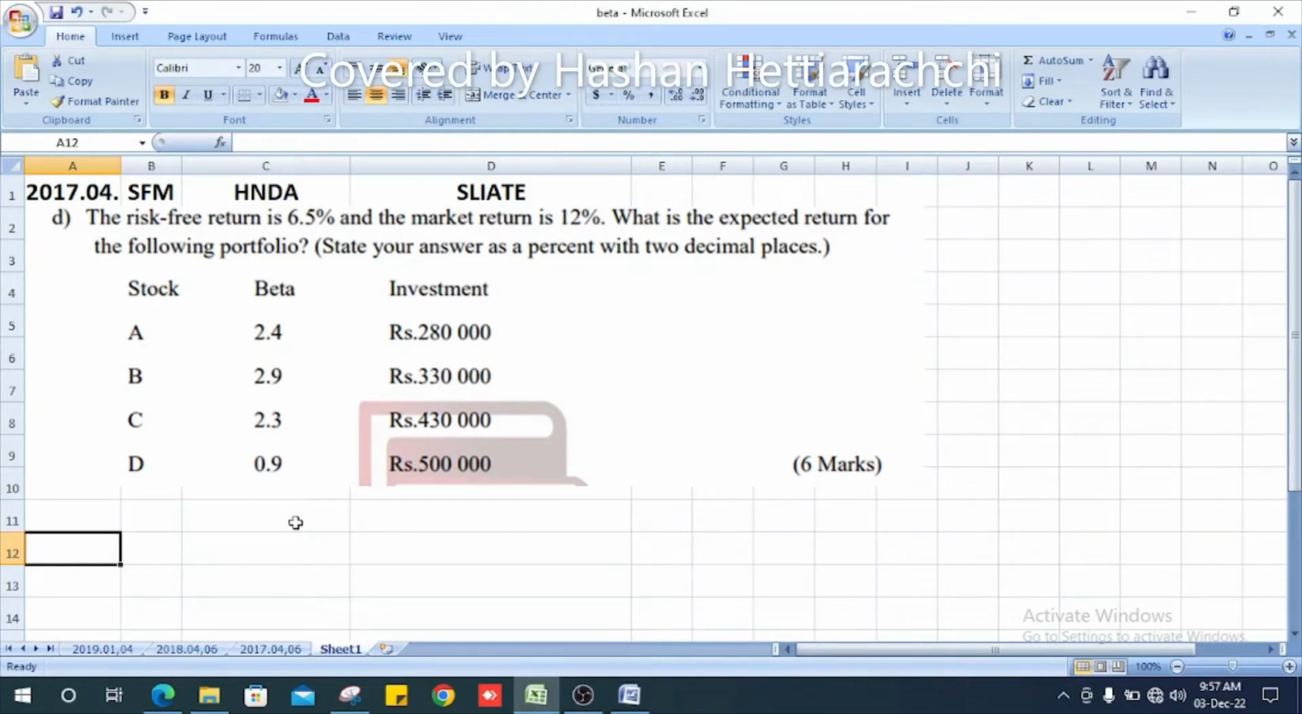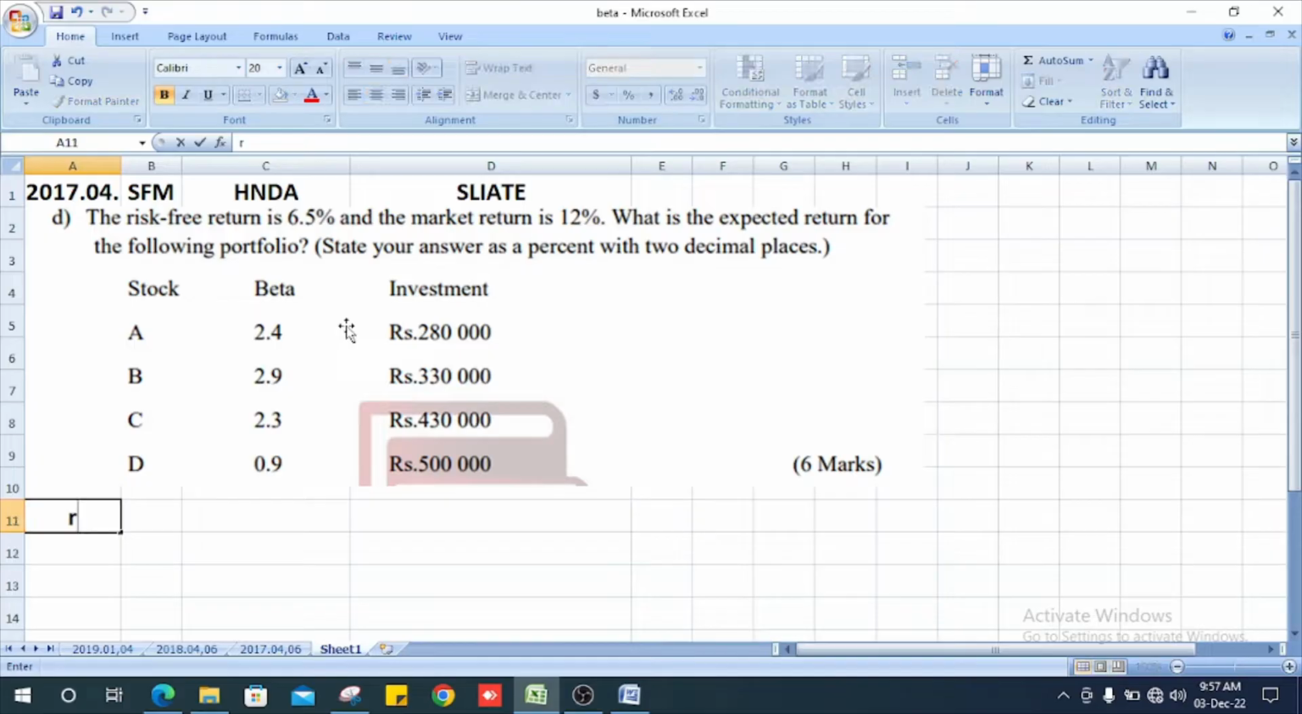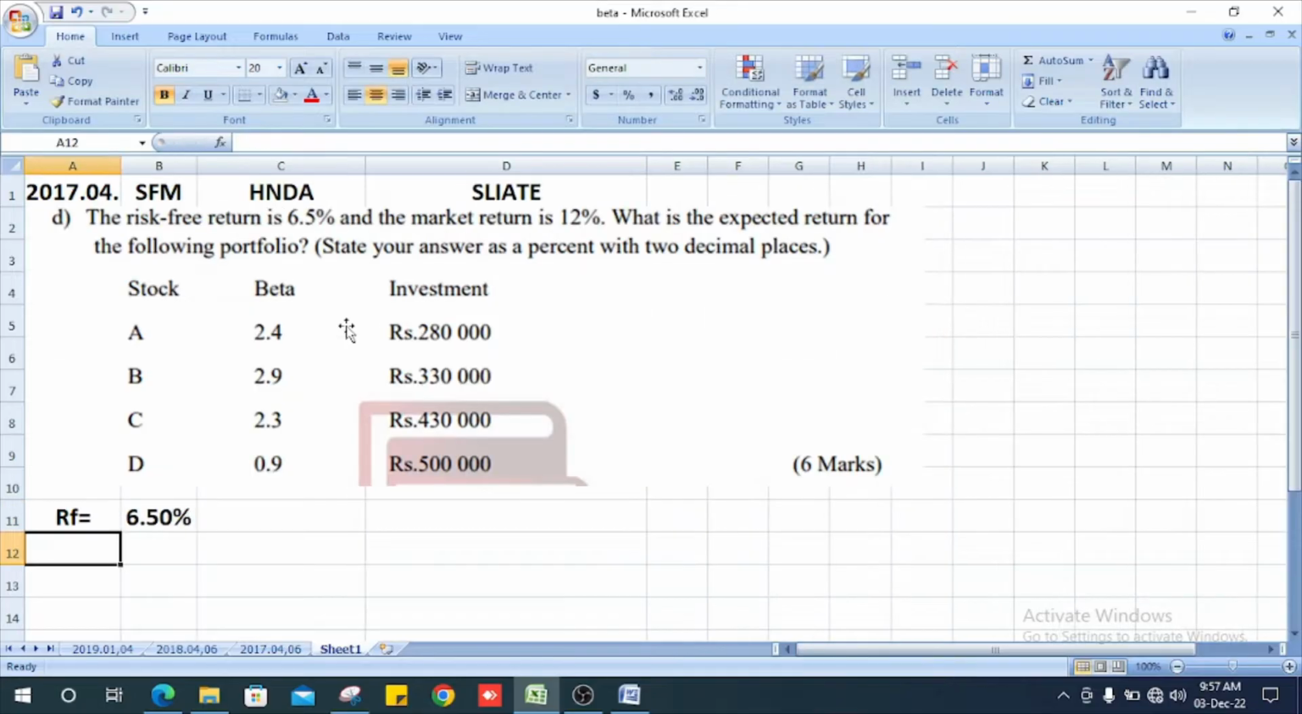This is the 2017 Strategic Financial Management past paper, question number 4D. The risk-free return is 6.5%. They give us the risk-free rate, it is 6.5%, and the market return is 12%.